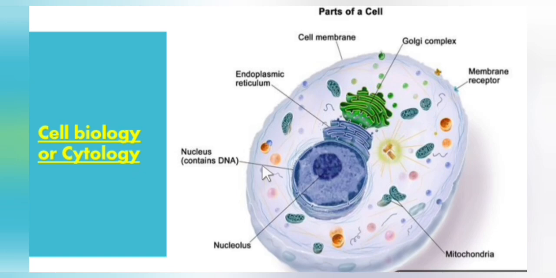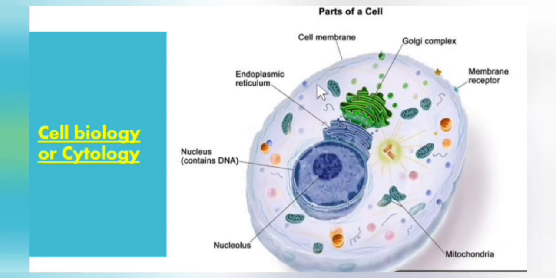Now we are having the most important branch of biology, which is known as cell biology, and another word for it is cytology. You can see here the animal cell. We are having a lot of structures of this cell. So cell biology or cytology is basically the study of the cell and its organelles.